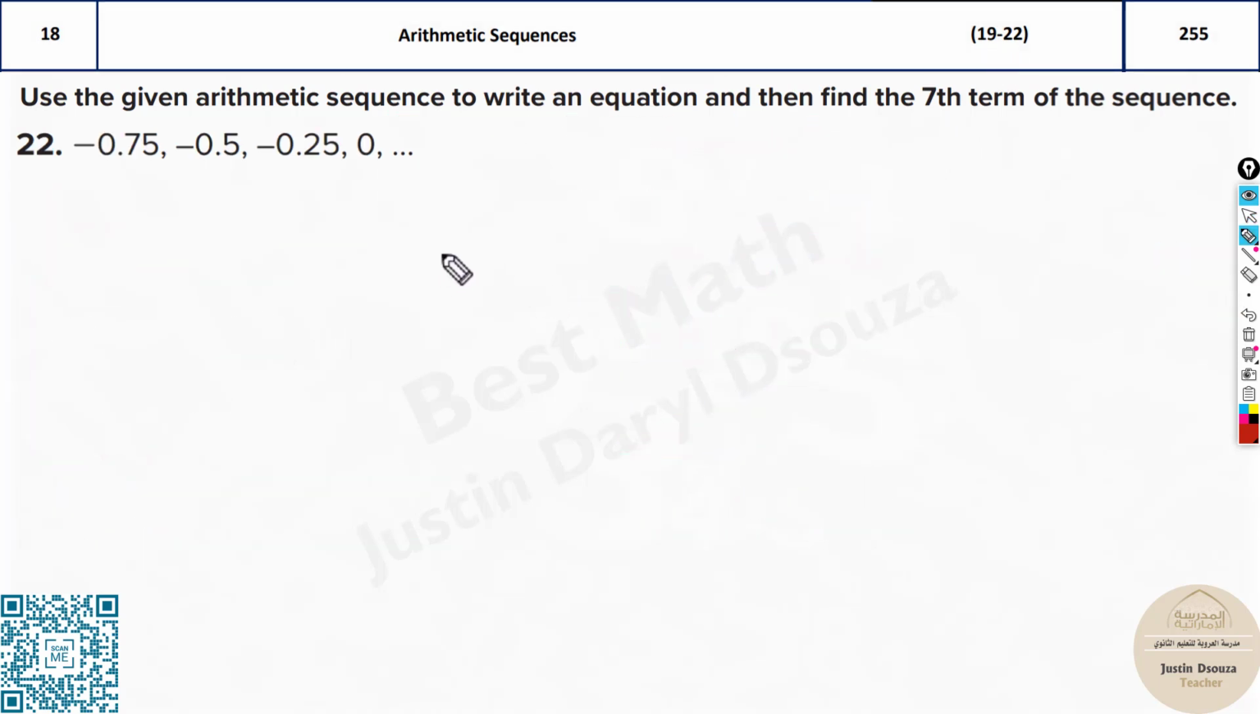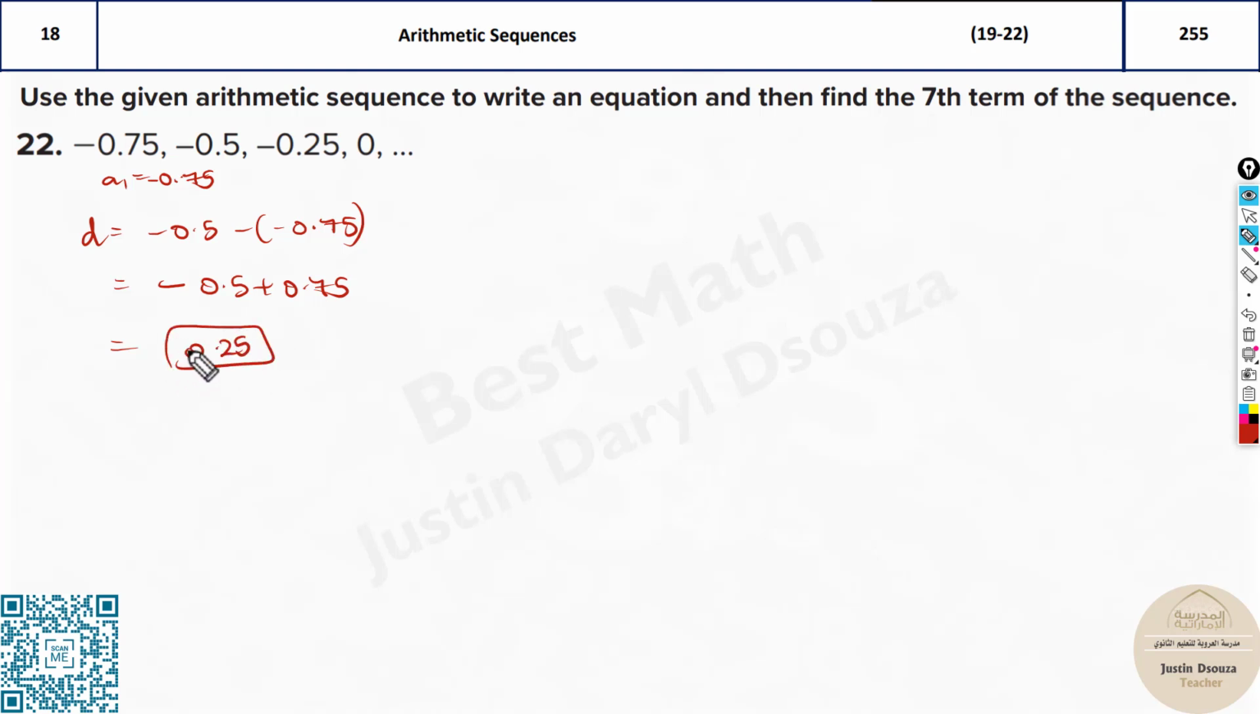Moving on to the last question. Here also it's the same thing. First term is a1, that is minus 0.75, and then for the d we need to subtract minus 0.75 from minus 0.5, and here it becomes minus 0.5 plus 0.75. We are remaining with just 0.25, which is positive, that is d value.